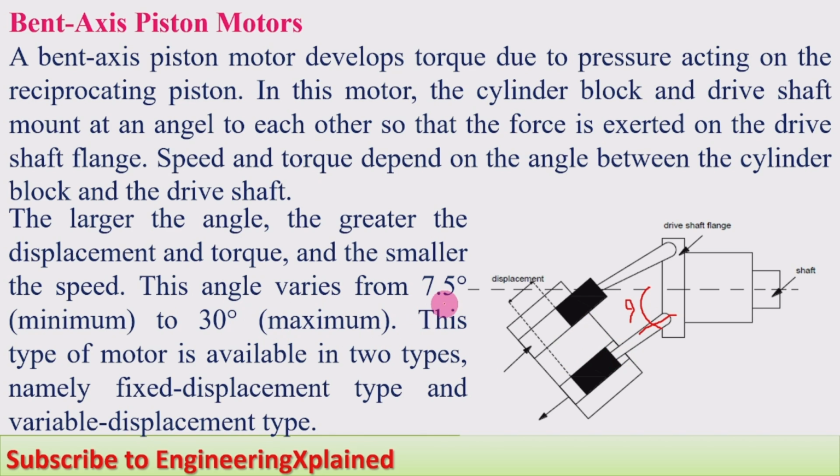This angle varies from a minimum of 7.5 degrees to a maximum of 30 degrees. This type of motor is available in two types, namely fixed displacement type and variable displacement type. That means if it is possible to vary the angle, then we get the variable displacement type. And if it is a fixed displacement type, we get a fixed speed and torque from it. Two types of these bent axis piston motors can be picked.